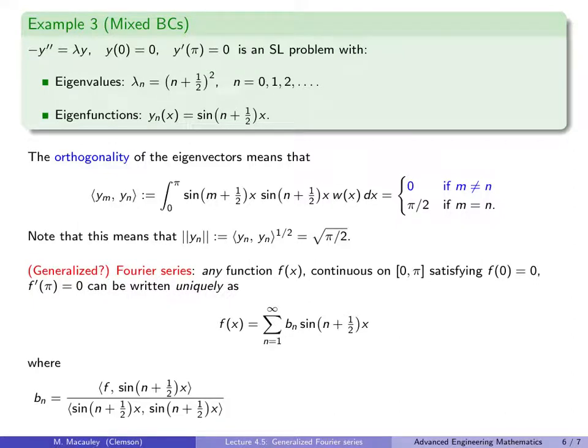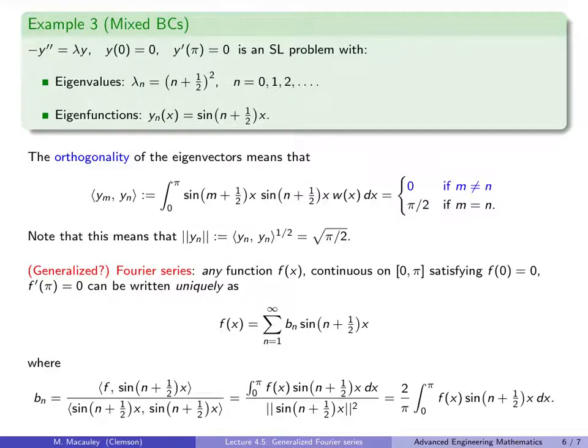Whatever you want to call it, we have a formula for the bn's. Bn is just the inner product of f with the nth eigenfunction divided by the norm squared of that eigenfunction. So that's the integral from 0 to pi of f of x sine of (n plus 1/2)x dx divided by the norm squared of that. Remember, the norm squared is pi over 2. So we just get 2 over pi times the integral from 0 to pi of f of x sine of (n plus 1/2)x dx.